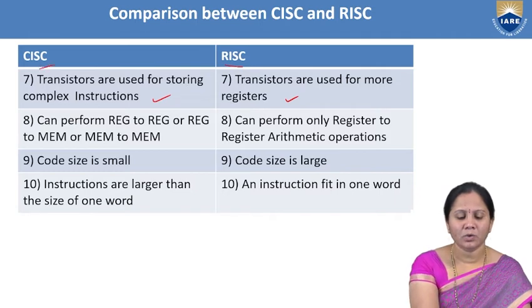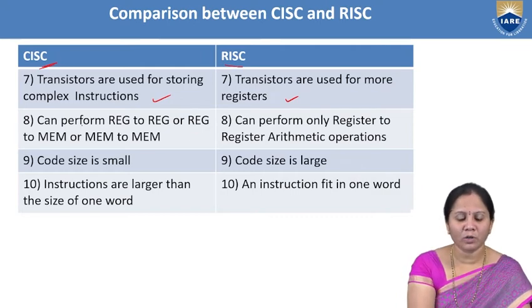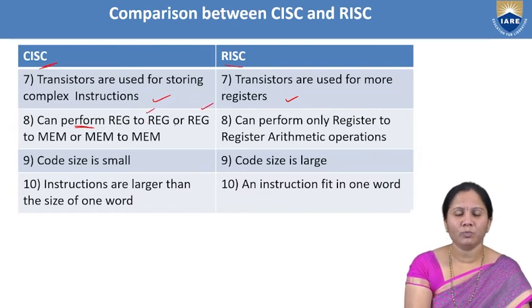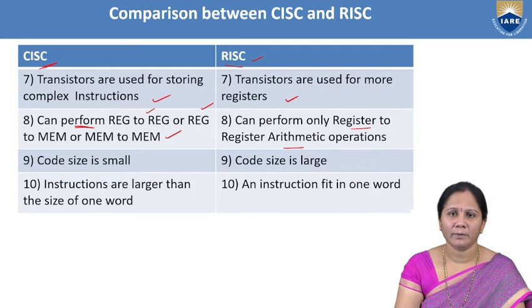CISC supports a variety of addressing modes. What are those? Register to register, register to memory, and memory to memory data transfer is possible. But coming to the RISC processor, it can perform data transfer only with register to register operations. So register to register transfer only can be done.